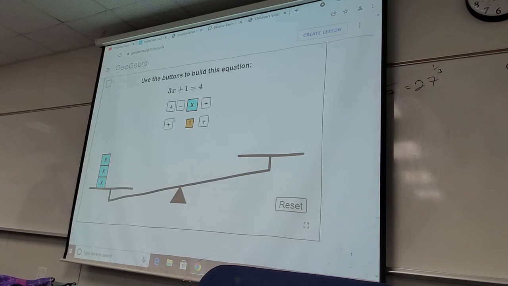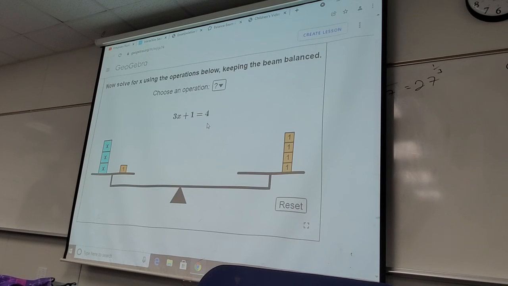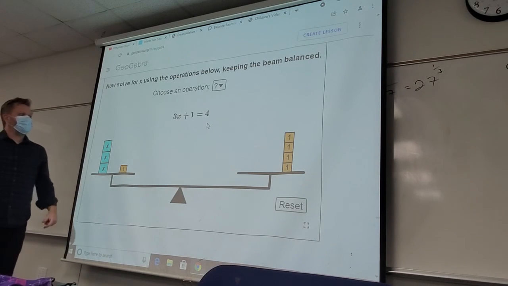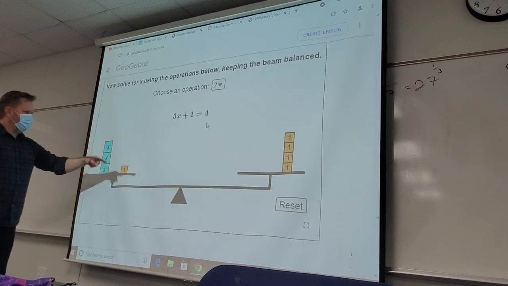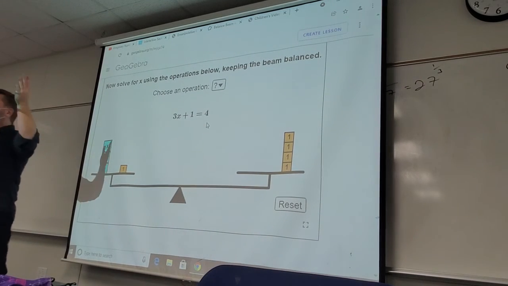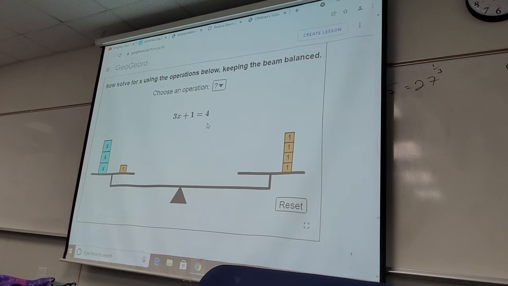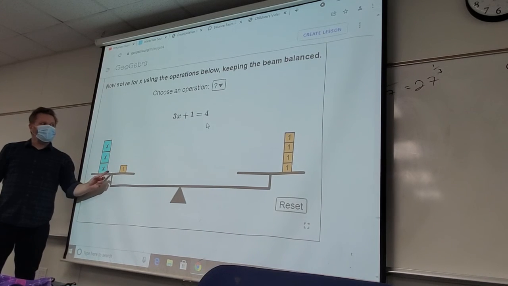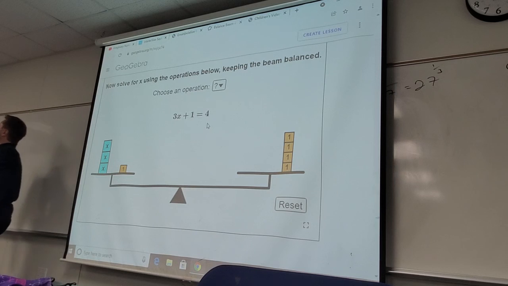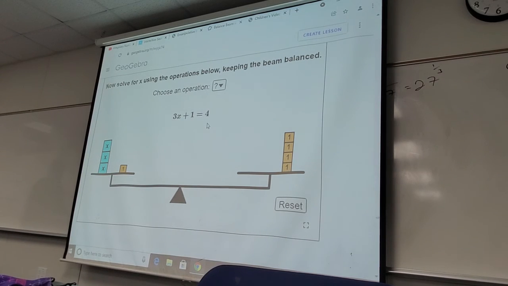3 unknowns plus a 1. What do I want on this side? A 4. 1, 2, 3, 4. Now it's balanced, right? So the whole idea now is, it would be a lot easier if it was 3 of these equals a number, because then I could figure out what each one is very easily. Just divide, right? So what do I have to do so that it's not out of balance? What do I have to do to both sides?